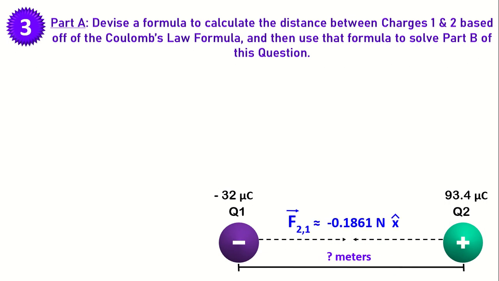Alright, so we're given that the force on charge 2 due to the presence of charge 1 is equal to negative 0.1861 newtons in the negative x direction. So what this means is that Q2 is going to be attracted to Q1, right? And since it's attracted to it, it's going to move left, in the negative x direction, right? That's why if we were to write this in vector notation, we would have to add the negative sign to indicate that it's in the negative x direction. So I just wanted to make that clear.